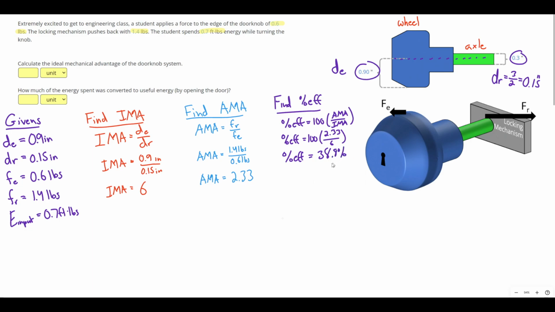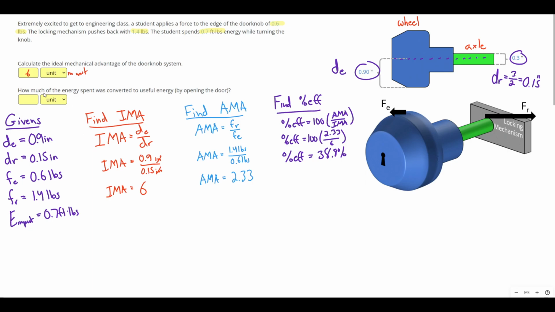3 sig figs is always enough for us, and will be accurate to carry our calculations through to the end. So I always round off to 3 sig figs. 38.8. Do we have any of the answers yet? Let's see. Ideal mechanical advantage was calculated already. We found that to be 6, and there would be no unit for that because the inches would have canceled out.